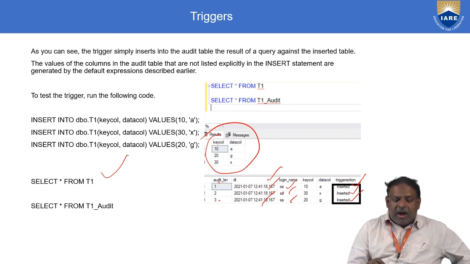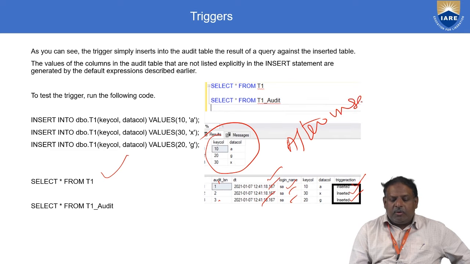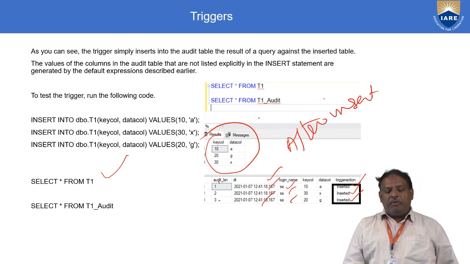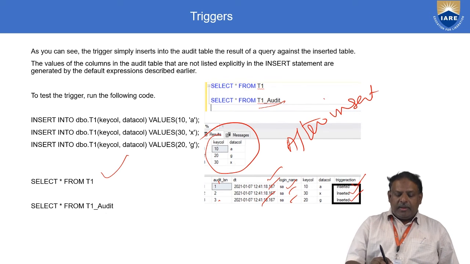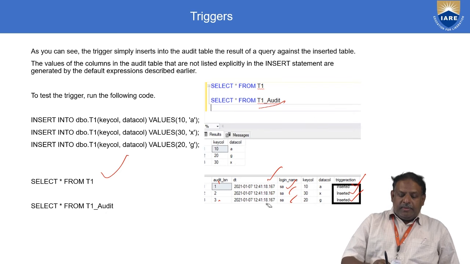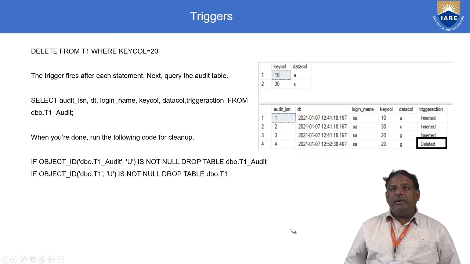This is the after insert trigger. The after insert trigger code is firing here on the T1 table. I'm not inserting the record directly into T1 audit; I'm inserting a record in T1. At the same time, the trigger on after insert will fire and insert records into T1 audit. Okay, this is the inserted table after trigger. Now let us see the same thing for delete.